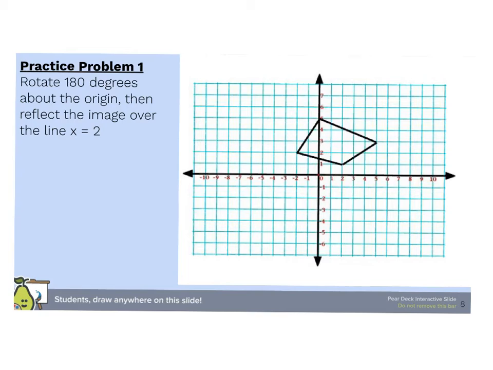Okay, so first problem on your own. Let's see if you were able to figure it out. We first need to rotate 180 degrees about the origin. Rotations means I need ordered pairs, but they did not label this.